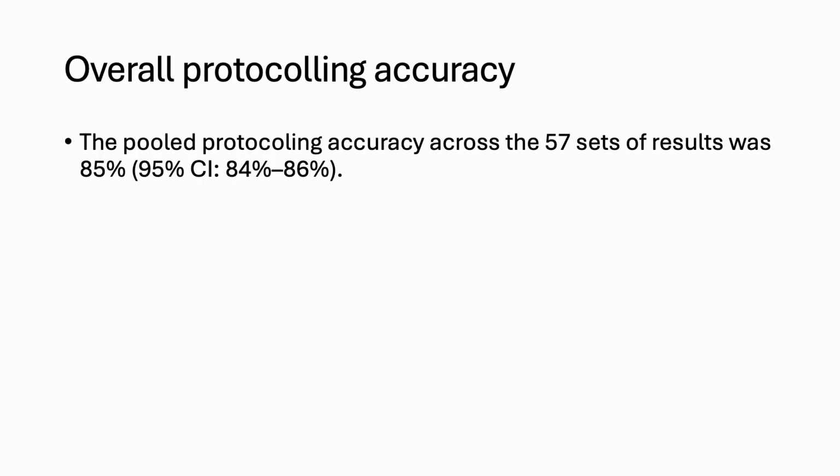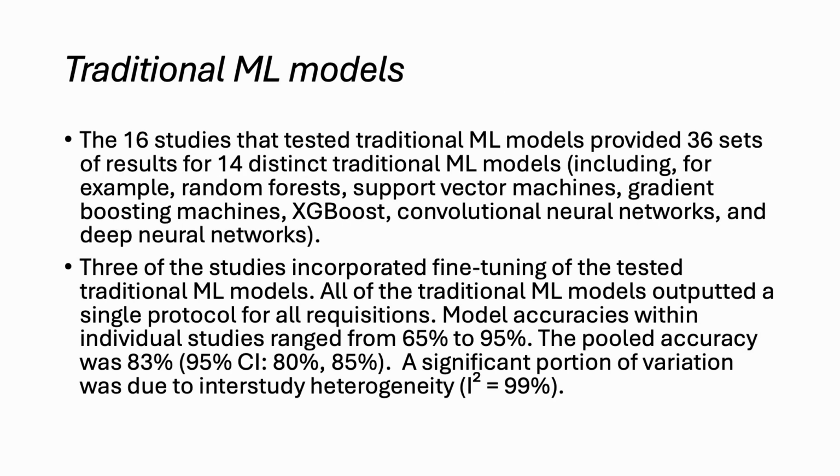If we look at all the 23 studies that comprised 57 different artificial intelligence models, the overall protocoling accuracy was 85% across all studies. When we look at the subset of studies that looked at traditional machine learning models, we get 16 studies, 3 of which used fine-tuning. And as expected, the traditional machine learning studies had the lowest pooled accuracy of 83%. When we compare it to the BERT models, which had a higher accuracy, and the LLM models, which also had a higher accuracy.